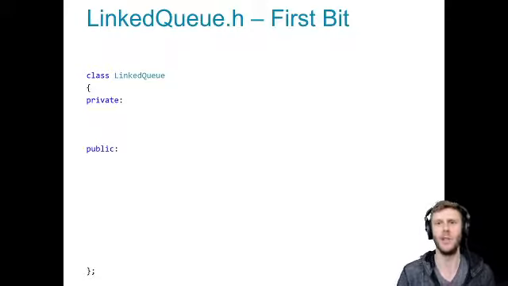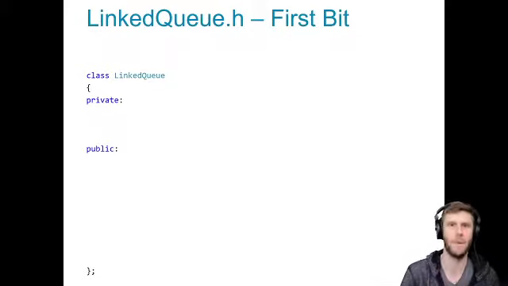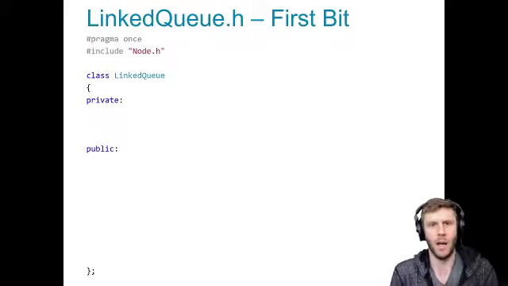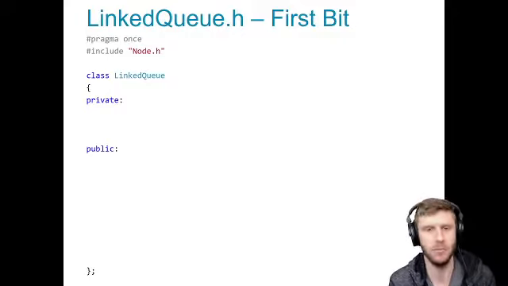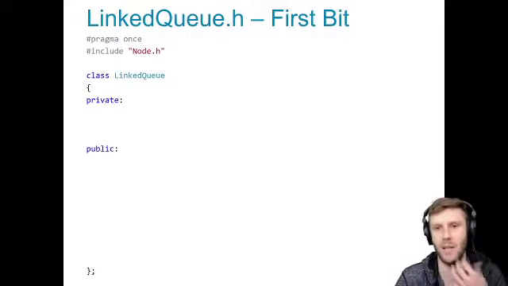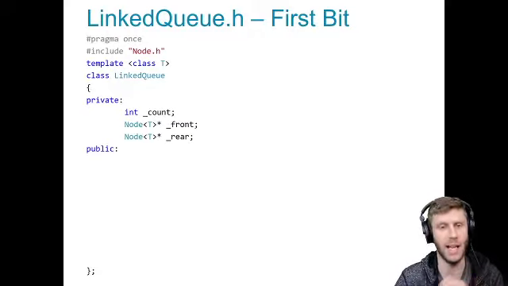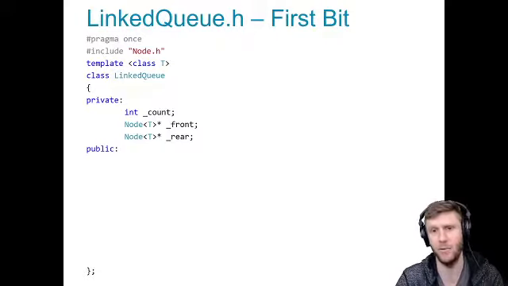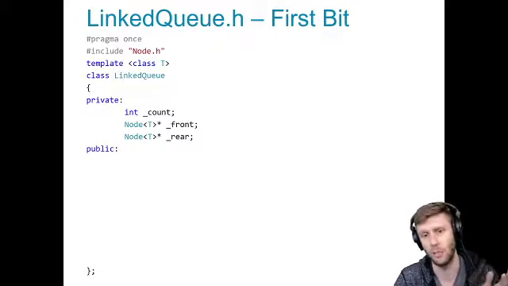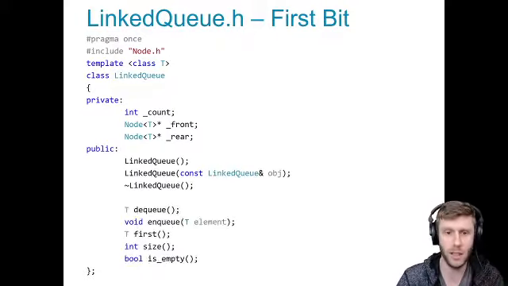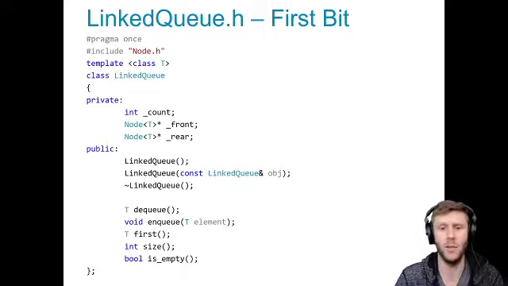Yes. So let's start implementing it. Let's talk about the header. Well, we're going to want our node. We need our node class, I suppose, because it's a linked structure, and that's going to make use of the nodes. And we're going to make it generic, so we add the template class. We'll have an integer count, and then we'll have a node pointer of type T, front, and a node pointer of type T, rear. We're going to want our constructors, and we're going to want Dequeue, Enqueue, first, size, and isEmpty.